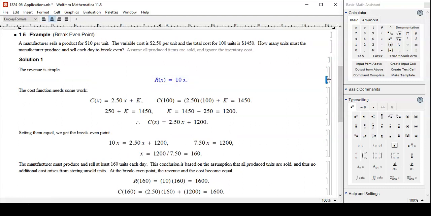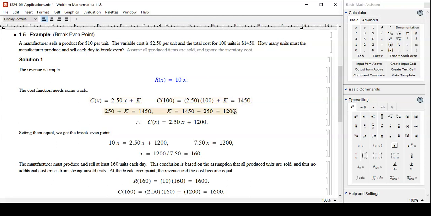And the cost function needs some work. Let's see, variable cost 250x plus k. You see 250 per unit, that's a marginal cost, so that's the slope. And then plug in x equals 100. That'll give you an equation of k. Once you get that equation, solving for k is easy.